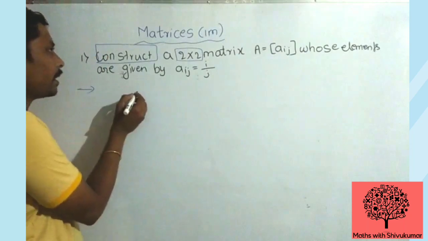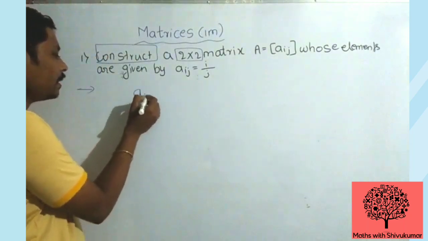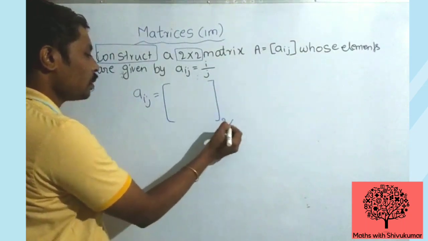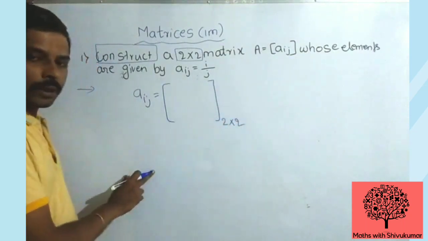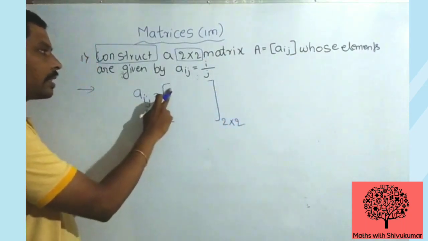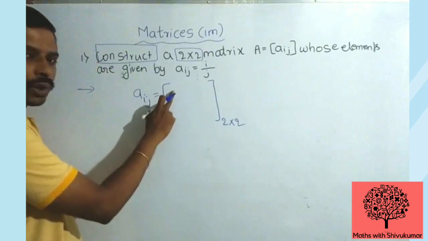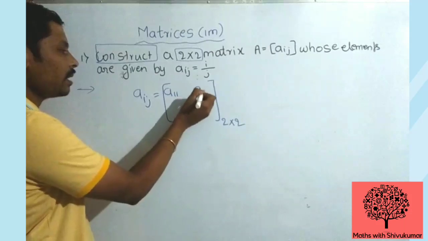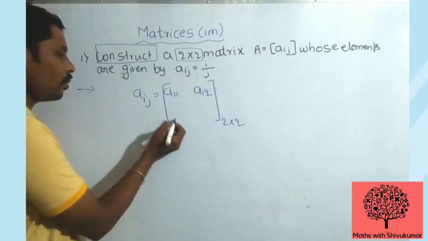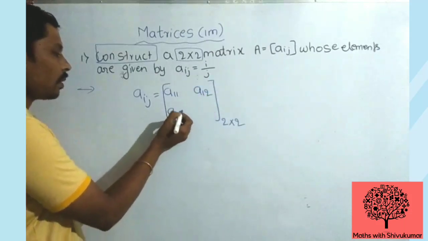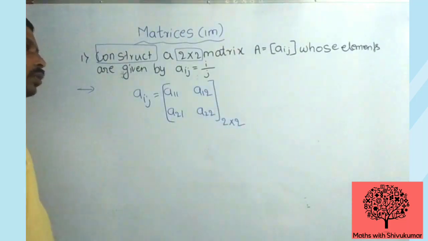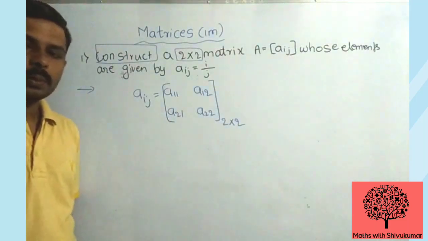What is that general matrix? A is equals to Aij, 2 cross 2 we want, means 2 rows, 2 columns we want. So which position element is it? This is nothing but first row, first column element, so it is A11. This element is first row, second column, A12. This is the second row, first column, and second row, second column. So the general 2 cross 2 matrix is ready now.